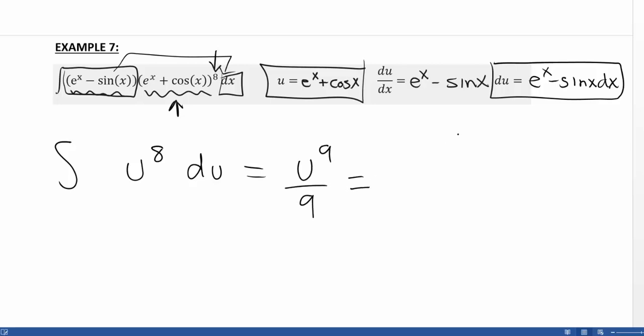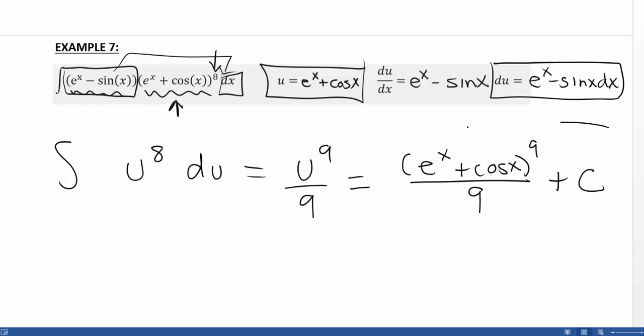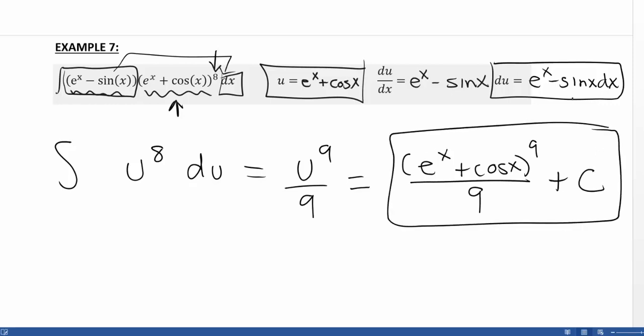But I don't want a u in my final answer, so I need to substitute back in what u represents. So that's e to the x plus cosine x, all raised to the 9th power divided by 9. So my antiderivative I now have, and again, if I took the derivative of this, I would get back the original function that I was evaluating, because that's how we define antiderivatives.